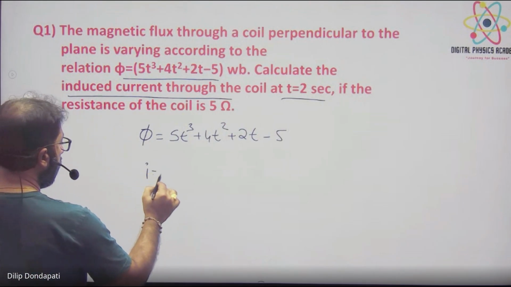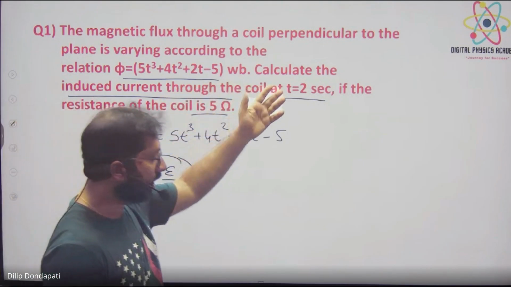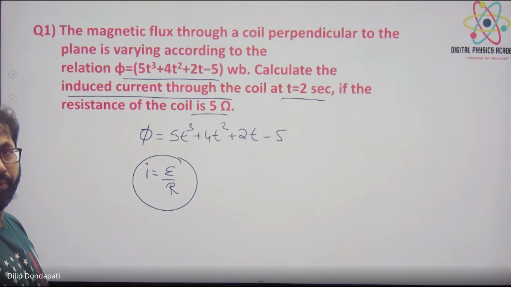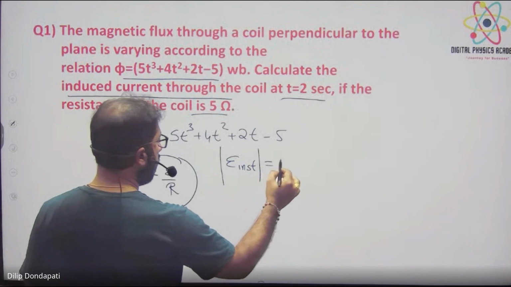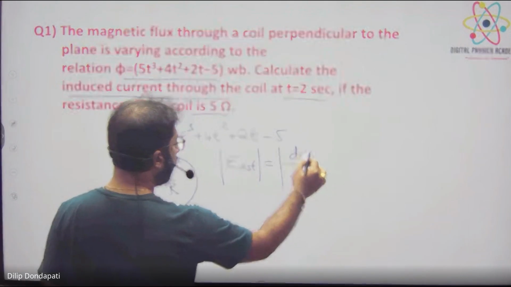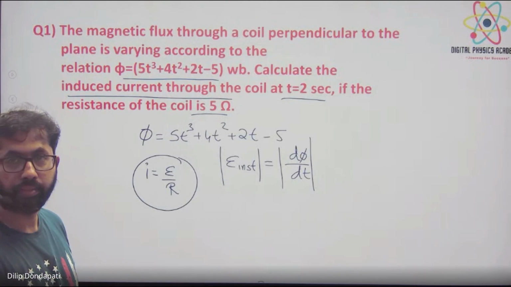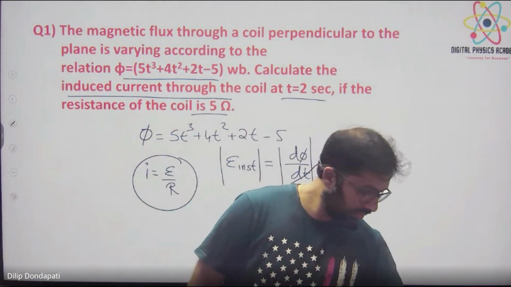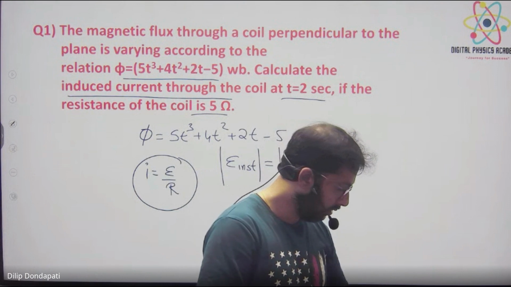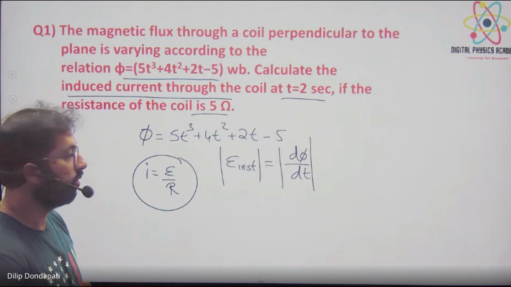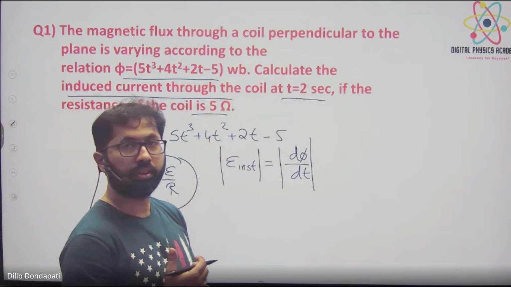We know this formula: I is equal to E by R. Resistance is also given. Now find E by the instantaneous formula, and substitute at t equal 2 seconds to get the answer. The units of EMF are volts. For the instantaneous formula, take the modulus: mod d phi by dt. Differentiate, put t equal 2 seconds, and find the current. 15.6. Yes, 15.6 amperes.